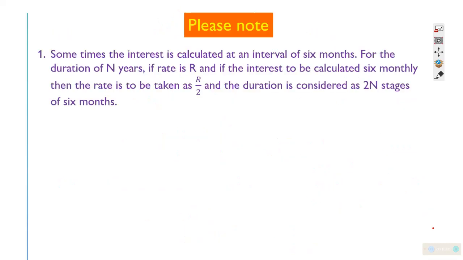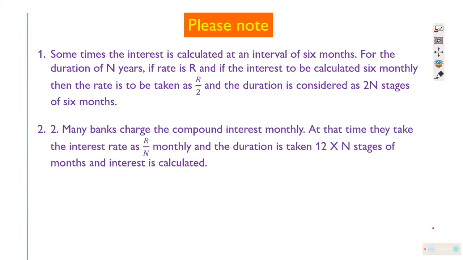Please note certain things. Sometimes the interest is calculated at an interval of 6 months. Wo bataya hoga. To 1 year mein 2 terms aayega, 3 year mein 6 terms aayega. For duration of n years, if the interest is to be calculated every 6 months, the rate has to be taken as r upon 2. Duration is considered as 2 times. Okay, so that you should understand. Kabhi kabhi likha hoga ki it is calculated in 6 months. That means rate of interest becomes half in 6 months and the number of years will become double because 2 six-month periods make 1 year.